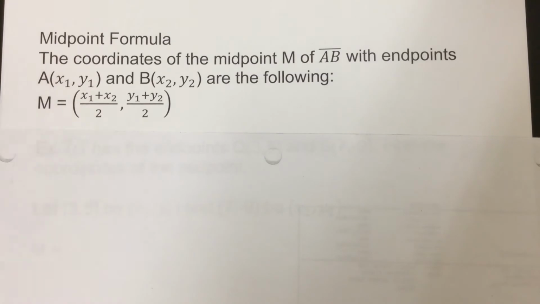Next, we're going to get into the midpoint formula. Midpoint formula is similar, but here we're going to add the two x's and then divide by 2, and that'll give us our x coordinate of the midpoint. Add your y's, divide by 2, and that'll give you the y coordinate of the midpoint.